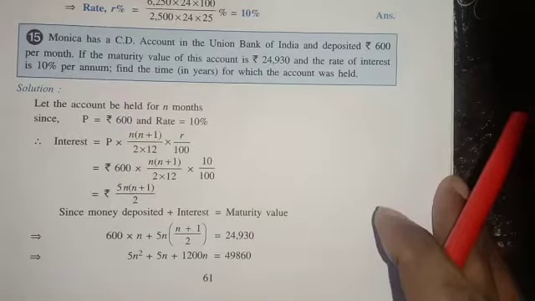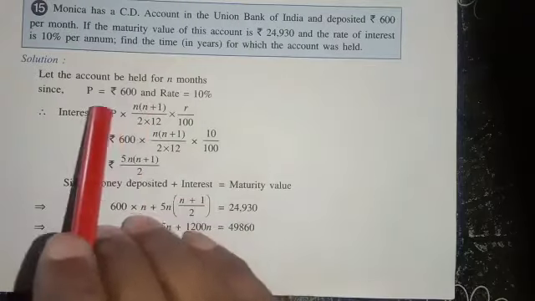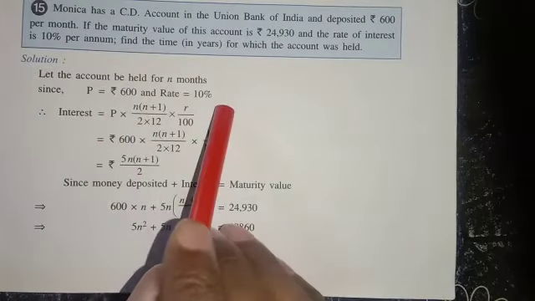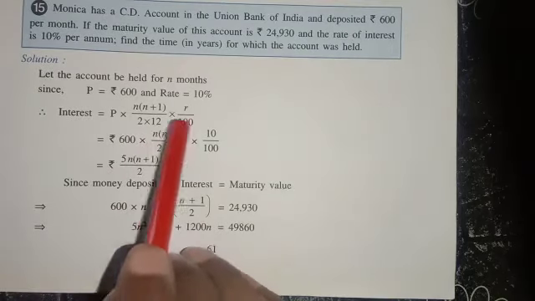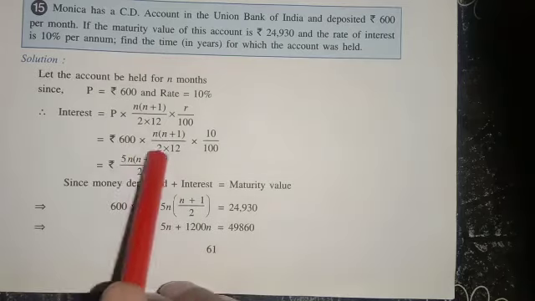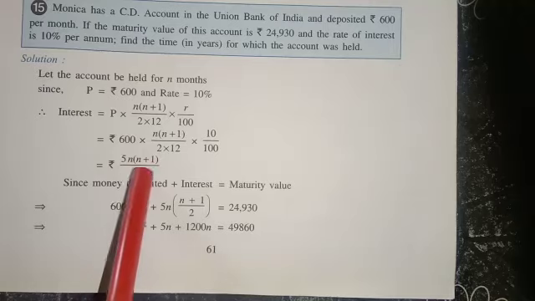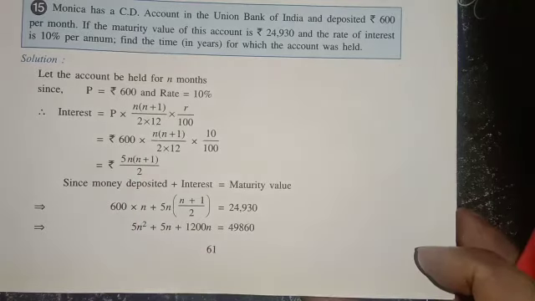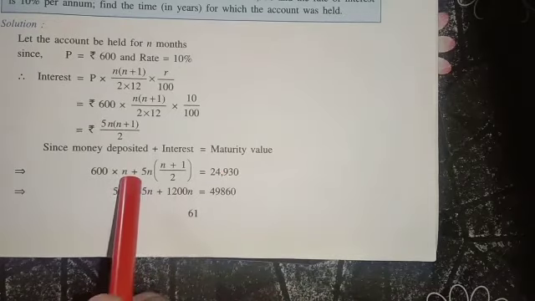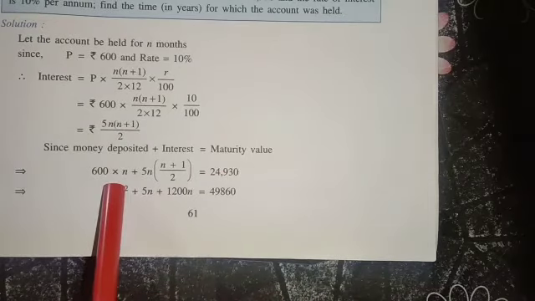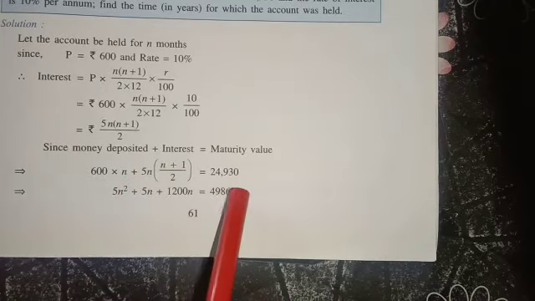So let the account be held for n months. From the condition given, P equals rupees 600, rate equals 10%. Now using the interest formula, I equals P into n into n plus 1 by 2 into 12 into r by 100. Putting P equal to 600 and r equal to 10, after simplification we get 5n into n plus 1 by 2. The money deposited plus interest is equal to the maturity value. The total money deposited will be 600 into n for n months, plus interest, equal to maturity value 24,930.